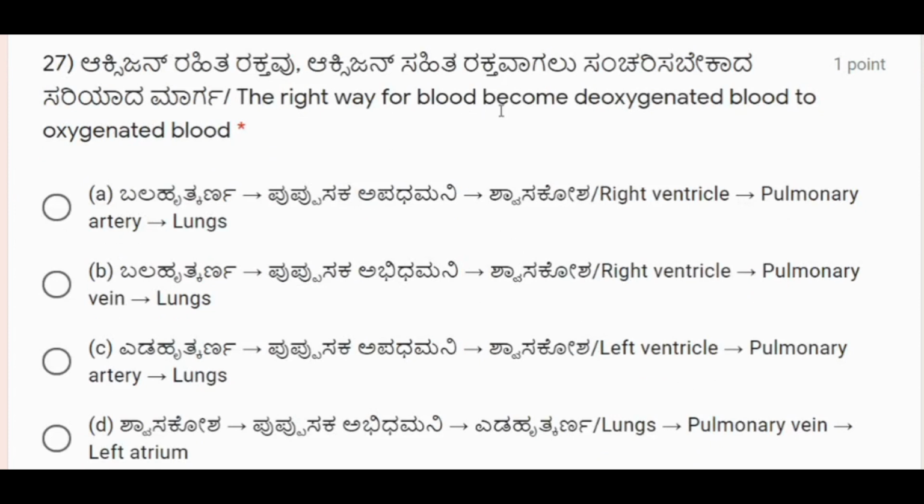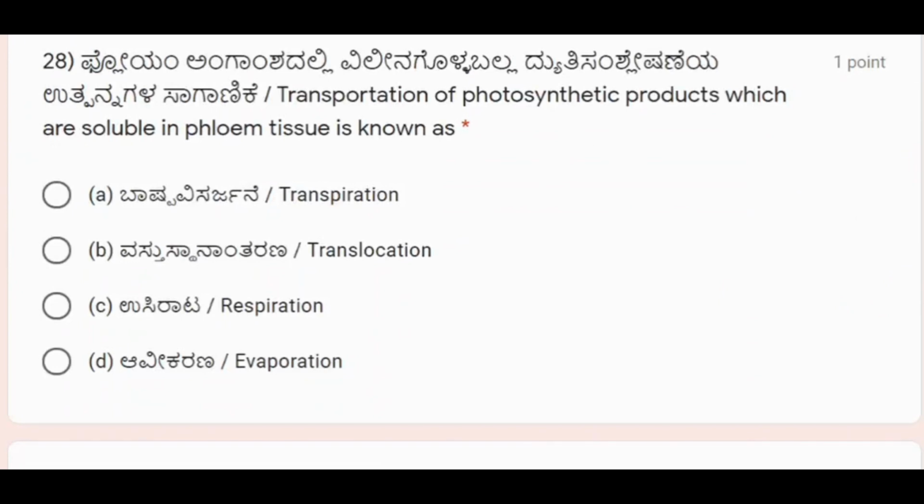Moving on to 27th question. The right way for blood to become oxygenated from deoxygenated is option A, because the correct way is that it passes through the right ventricle, through the pulmonary artery and through the lungs. Correct option for 27th question is A. Moving on to 28th question. Transportation of photosynthetic products which are soluble in phloem tissue is known as transpiration, translocation, respiration, evaporation. Correct option for 28th question is translocation, B.